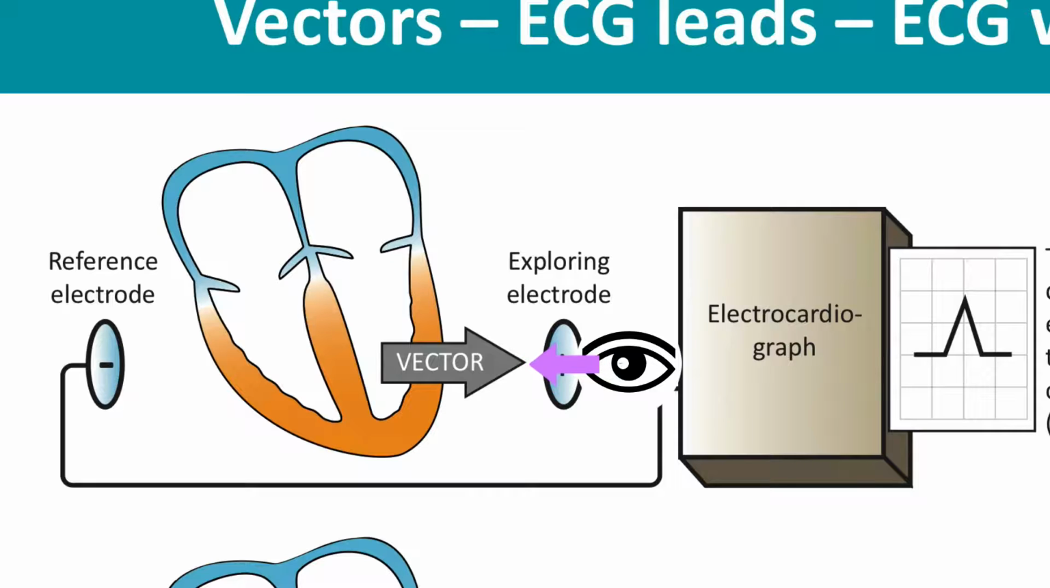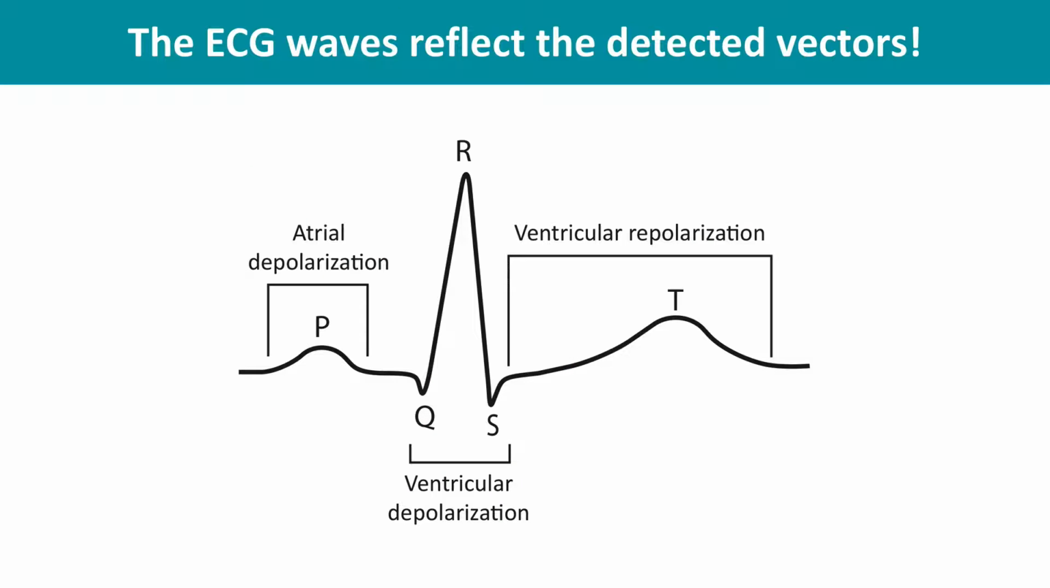But in reality, both electrodes actually view the heart, but it's only when the vector travels towards the positive electrode that they generate a positive wave. And to make things easier to understand, we often say that the heart is viewed from the positive electrode because all of us can remember that the ECG curve will show positive waves when vectors travel towards the positive electrode, and the waves will be negative when vectors travel away from the positive electrode.